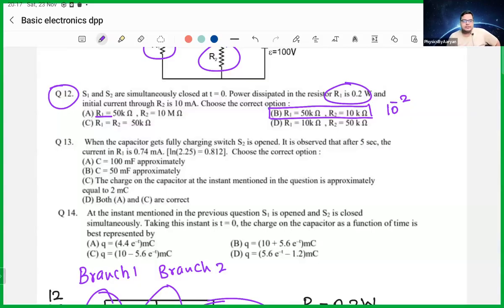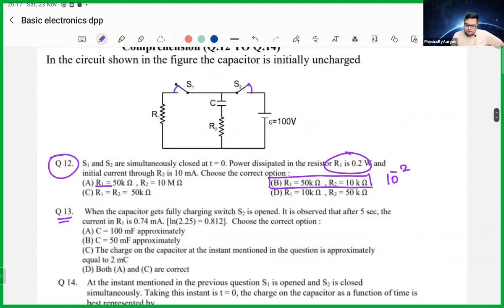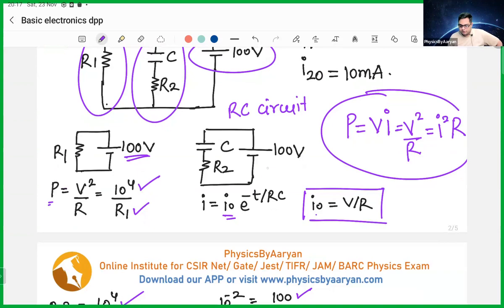Now this is a little interesting, question number 13, which basically says that when the capacitor gets fully charged, you close this and now let the capacitor be fully charged. So once the capacitor is fully charged, how much can it get charged by? If I say it is fully charged, then Q equals, so let's come to this circuit. What will be the maximum charge? Q naught. Q naught is nothing but C V naught.